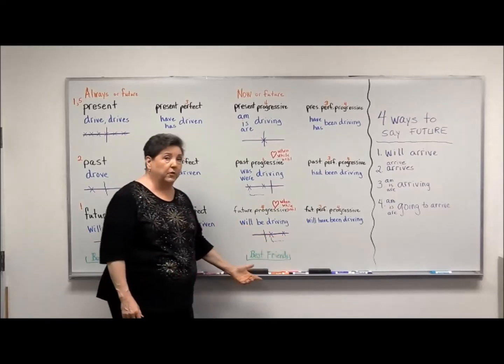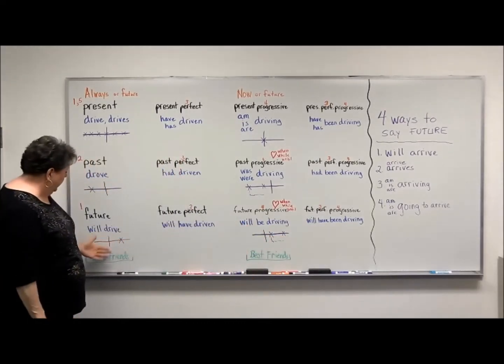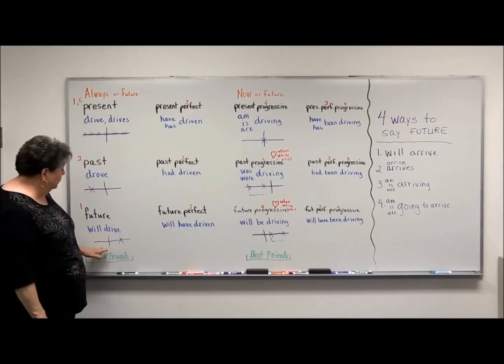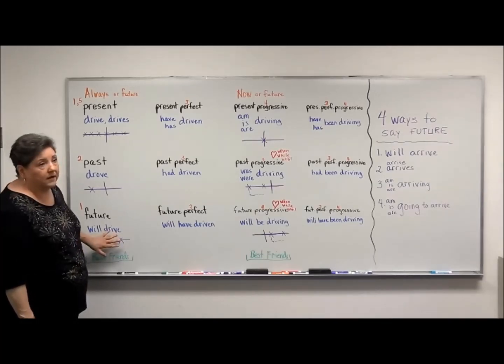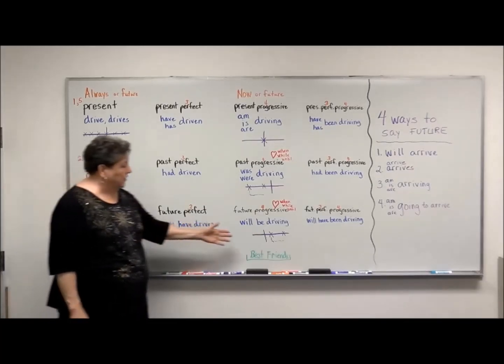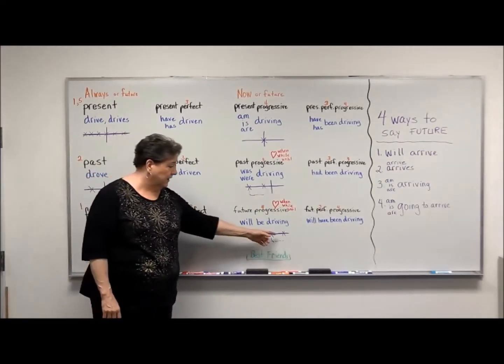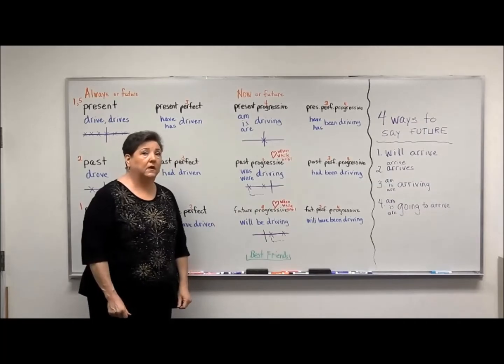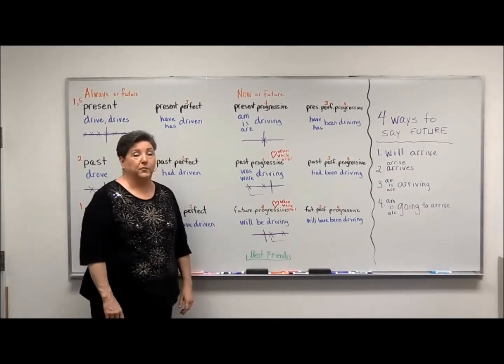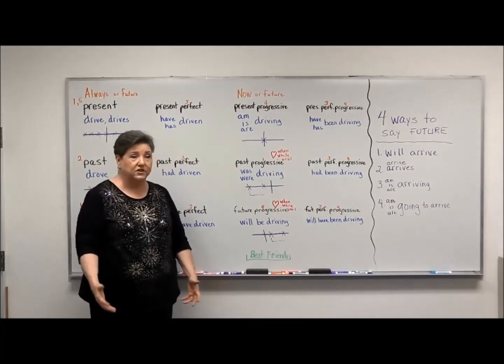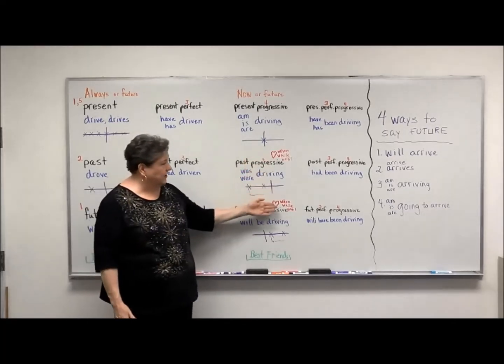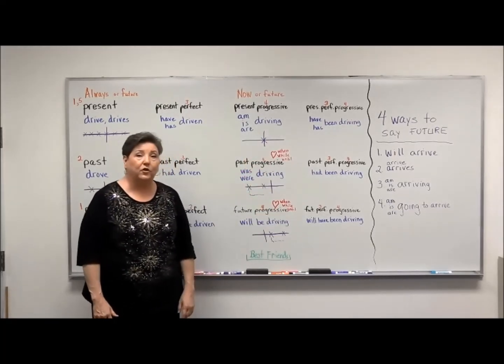So that's how it's a twin. You see how it's a twin, not a twin, a best friend with will drive? I can talk about a simple action in the future, and I can talk about the same action in the progressive, and I can use a second action with it. So that's how these tenses are best friends. They're close, they share the same things, they share the same time words that like to go.